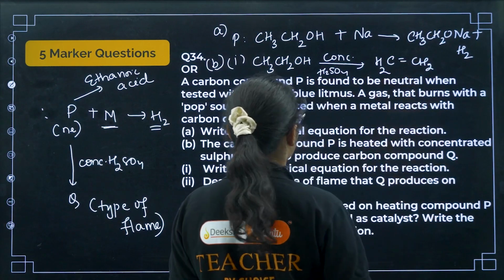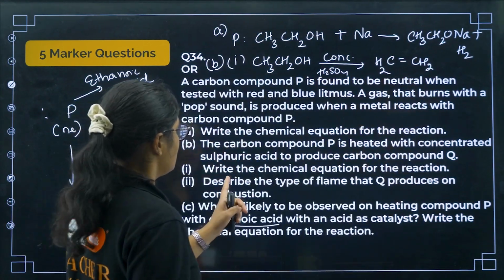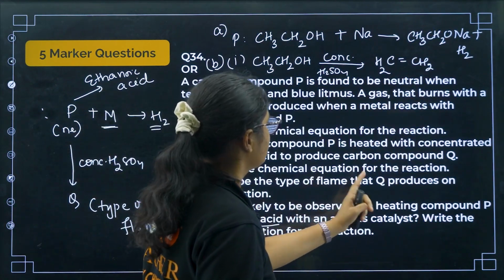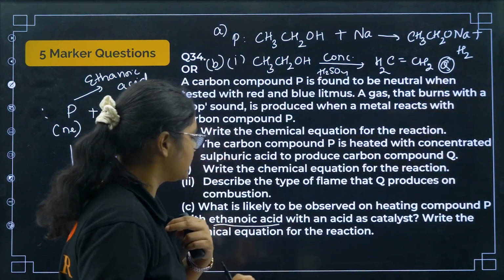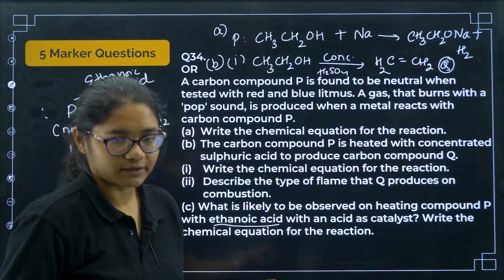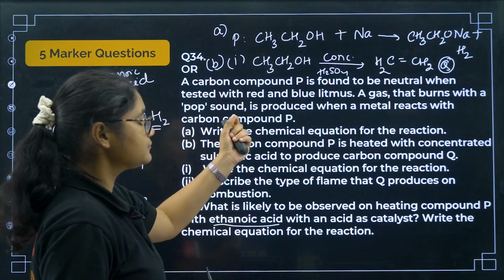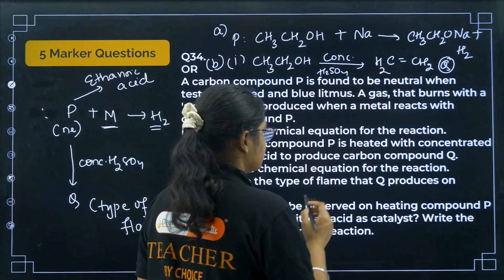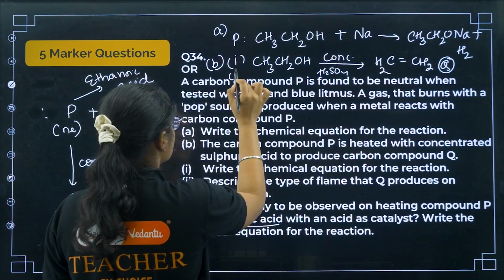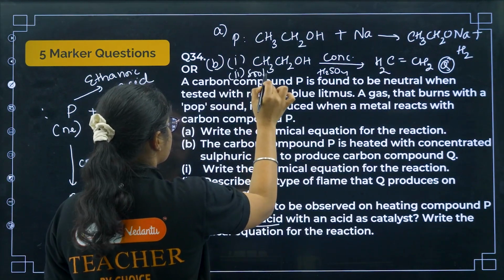Okay, ethene will form. So that is the product here. Describe the type of flame that Q produces on combustion. Q is ethene. So you know that it is an unsaturated compound. So what type of flame will you get? B2 will be a sooty flame.